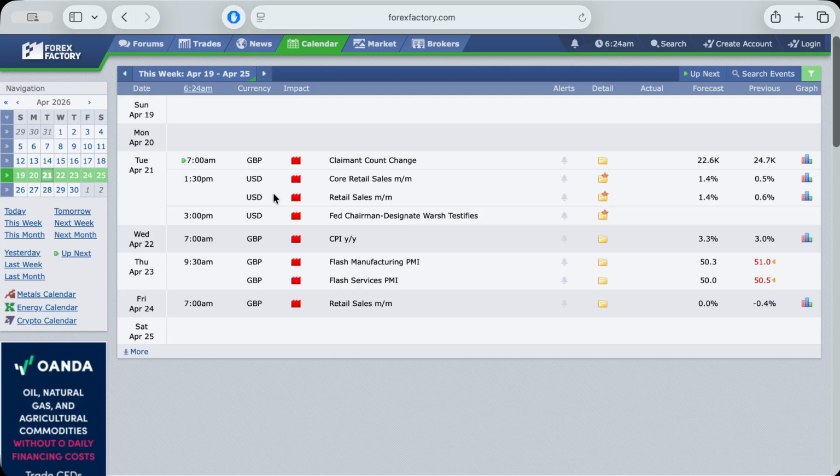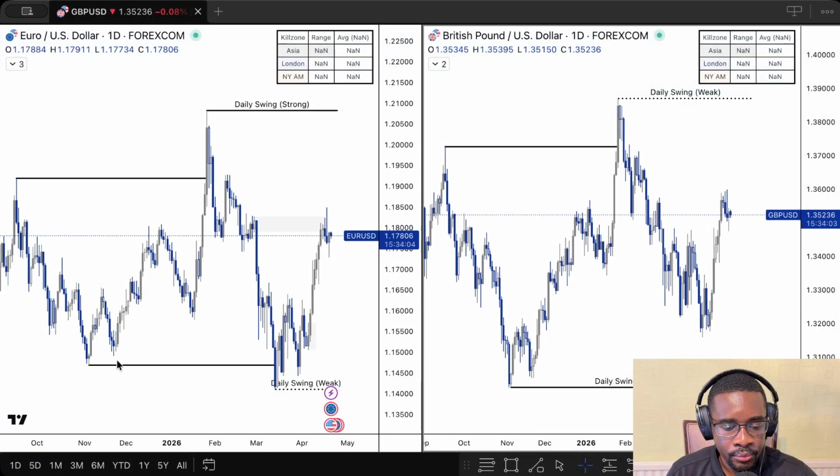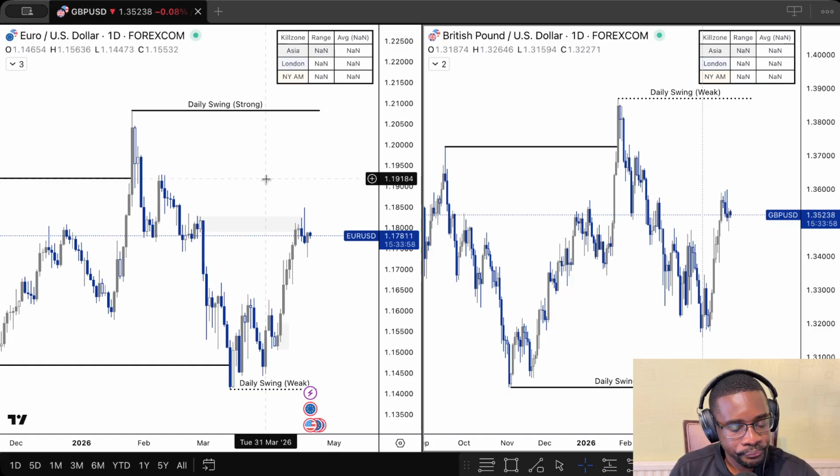So today's a Tuesday. We do have our impact news on the GBPUSD, which is the claimant count change. And then for the USD we have core retail sales, and at some point Fed chair designate testimony. So that's the news we have. Let's look at the charts and see what we can expect to see happen.